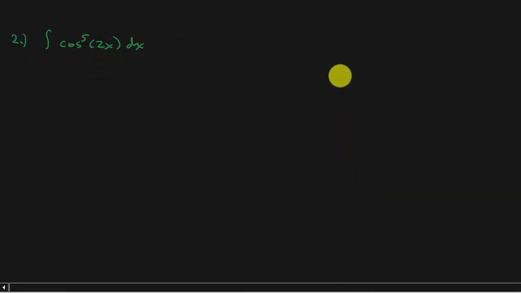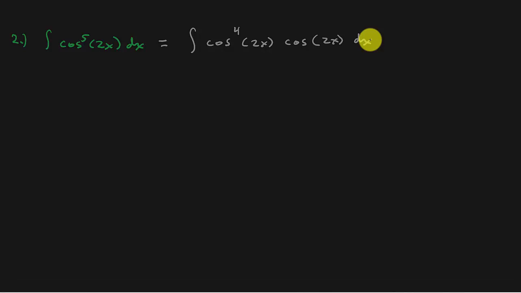Okay, so what about this one? I've got cosine to the 5th 2x. So what are we going to do here? Well, for this one, the cosine power is odd, so I want to save a factor of cosine. So I've got cosine to the 4th 2x times cosine 2x dx.